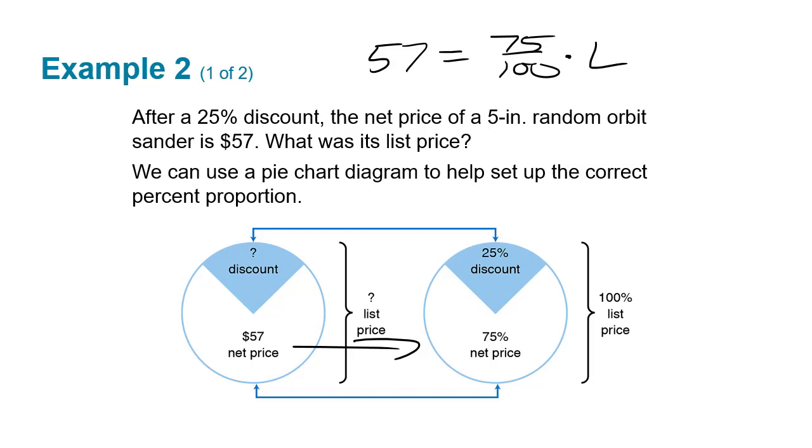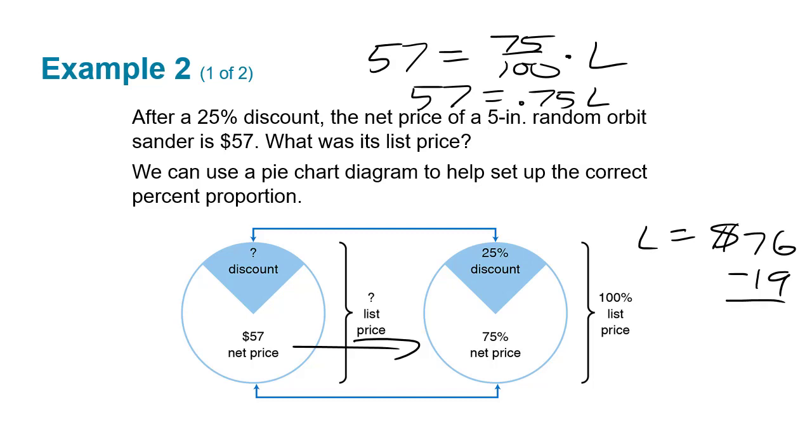Well, that's easy, right? If we want to, 57 equals 0.75 L. If we want to solve for L, we just divide by 0.75. So we get 57 divided by 0.75. And lo and behold, we get that the list price is, or was, $76. Now you can double check it. Take 25% of 76 if you want, right? 76 times 0.25, that gives you $19, right? And if we subtract $19 from it, lo and behold, we get back to 57. So we didn't mess anything up.